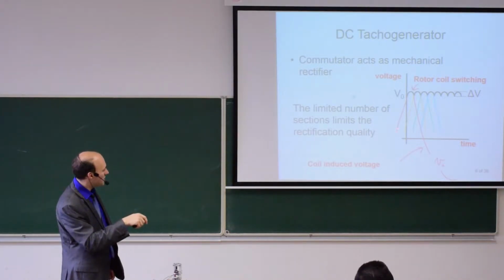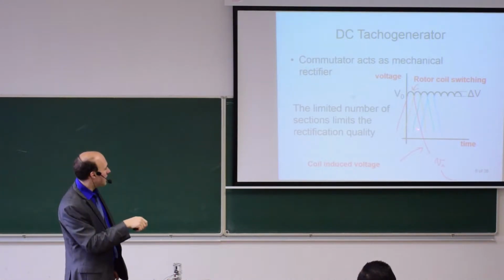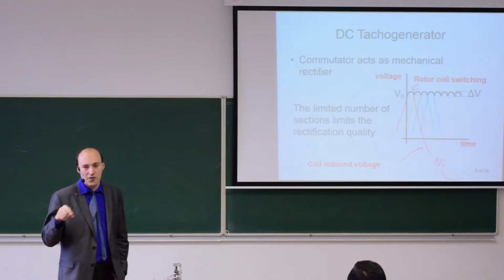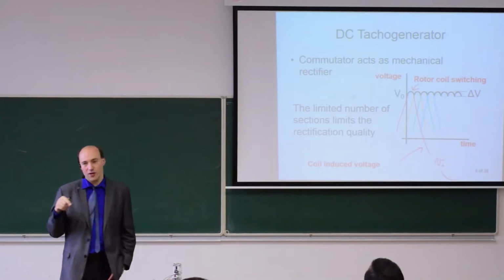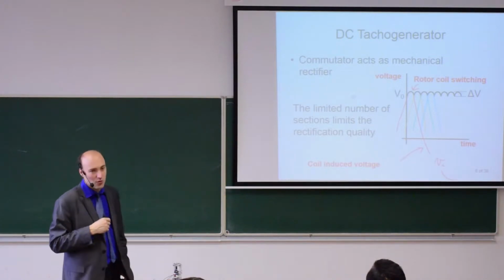So if you look on this picture, for example, the red curve will be the induced voltage in one coil, the yellow is in second coil, blue is in third coil, and so forth. So we are constantly switching between those coil sections, and this is done with the help of the commutator.